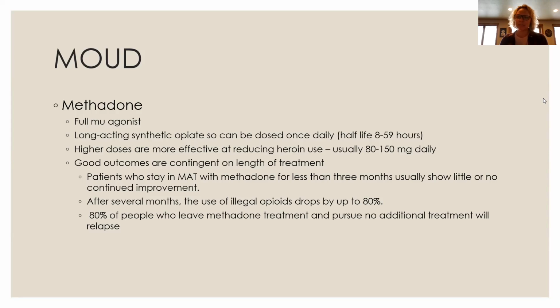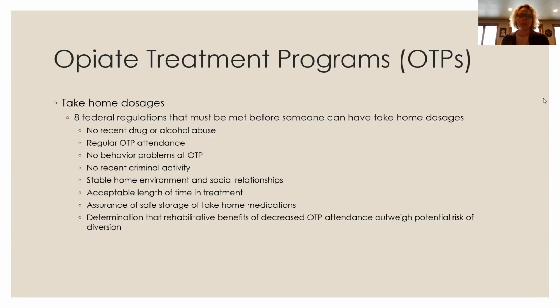And we don't treat diabetes for 6 months, and we don't treat cancer for 2 months. We treat for the duration of the illness, right? So patients who stay in MAT with methadone for less than 3 months show little or no improvement at a year compared to people who never had MAT, right? After several months, though, the use of illegal opioids drops to about 80%. And again, the vast majority of people who leave an OTP and pursue no additional treatment will relapse.